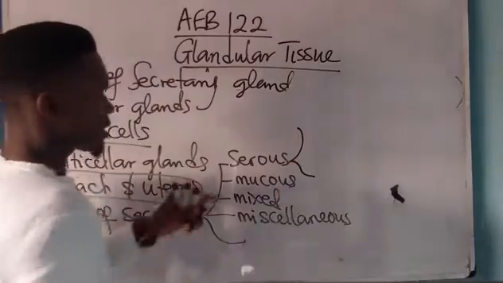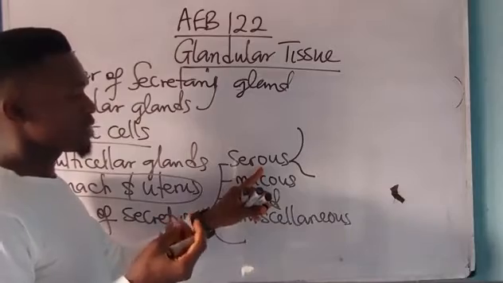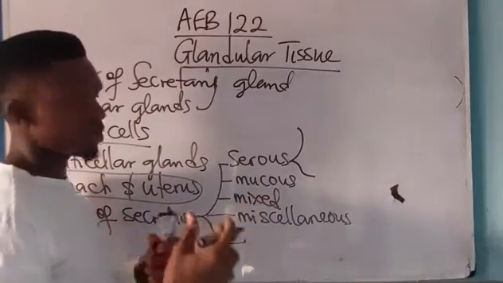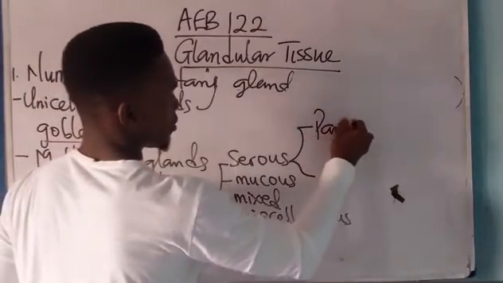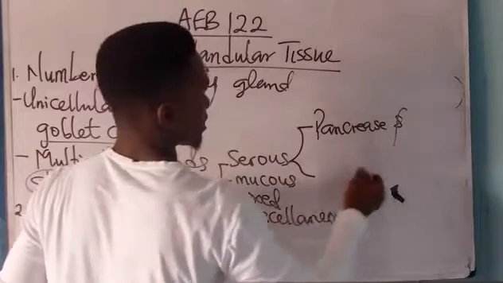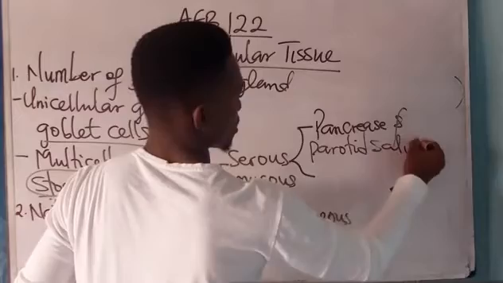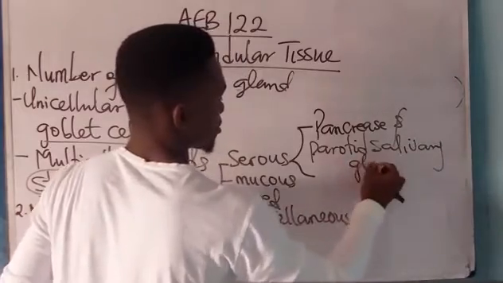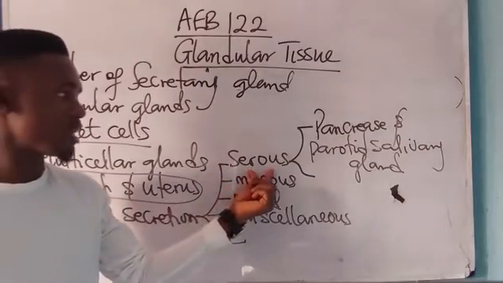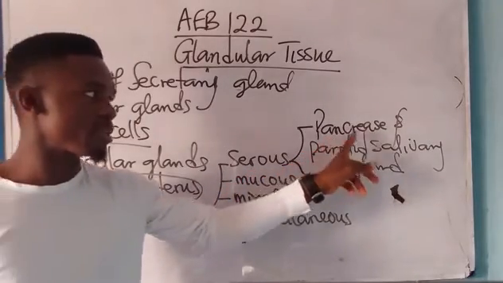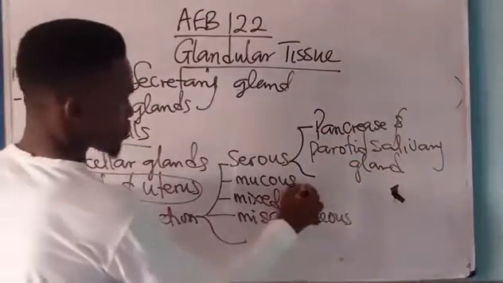Now the serous gland. An example of a serous gland is a gland that produces serous fluid, and these glands provide protection. An example of a serous gland is the pancreas and the parotid salivary gland. All right, please don't get confused. An example of a serous type of gland is the pancreas and the parotid salivary gland.